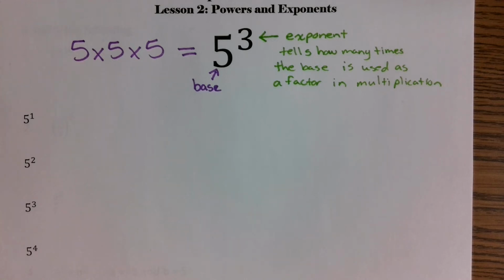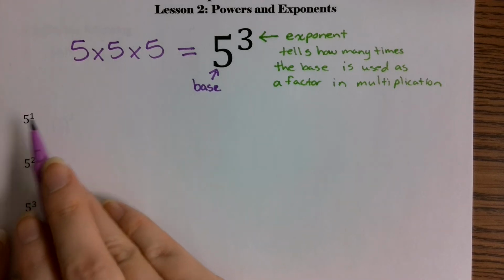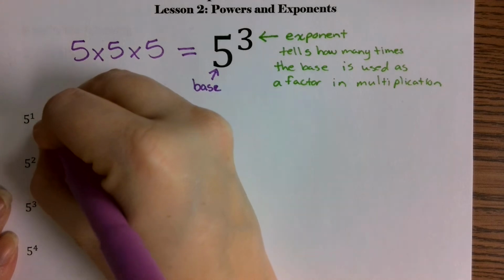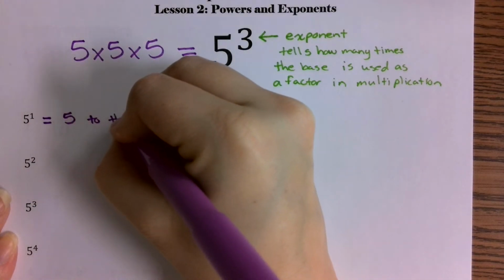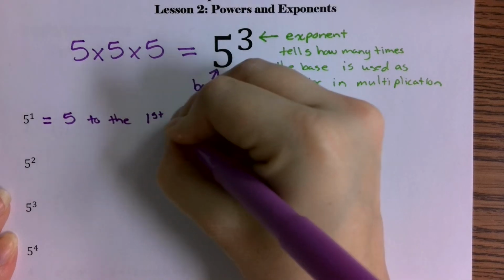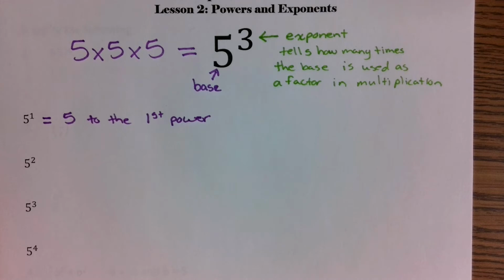Okay, it's just the same as every variable has a coefficient. Even if it's not written, it has that invisible 1. Okay, same thing with numbers. Every number has an invisible exponent. It's just a 1. But the way that we would state this is we would call it 5 to the first power. This is 5 to the first power.